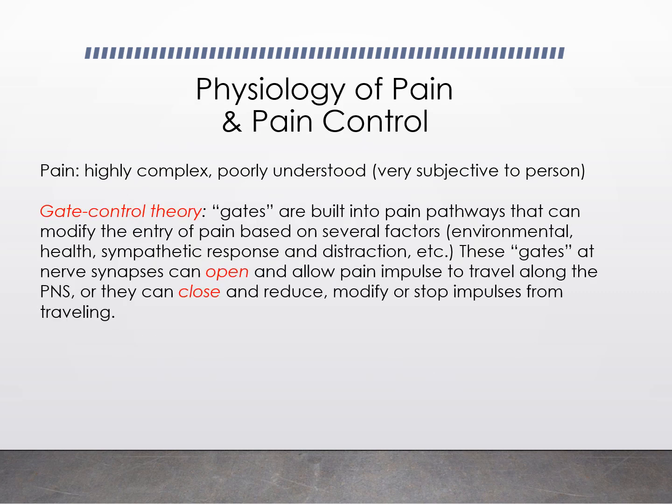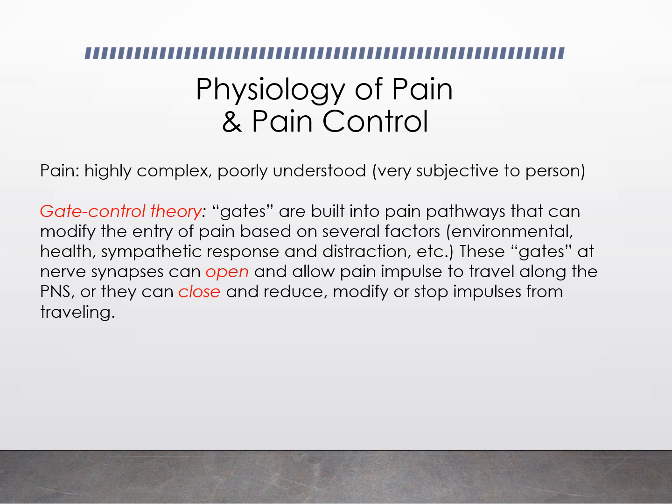Then we have the gate control theory. This is an explanation of the pain pathways. You should know this as well. So our control systems, or gates, are built into the normal pain pathways that can change the entry of pain based on different factors, like environmental factors, health factors, the sympathetic response, distraction, etc. So these gates can open where the nerve connects to the spinal cord. That's called the synapse. They allow the pain impulse to pass from the nerves into the spinal cord and brain, or they can close and reduce or modify or stop the impulses from traveling.